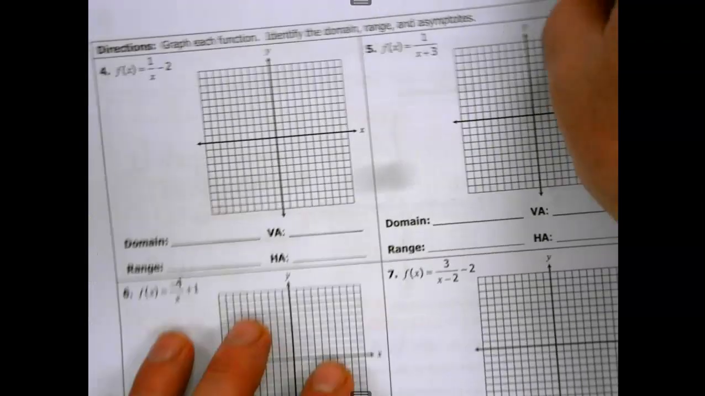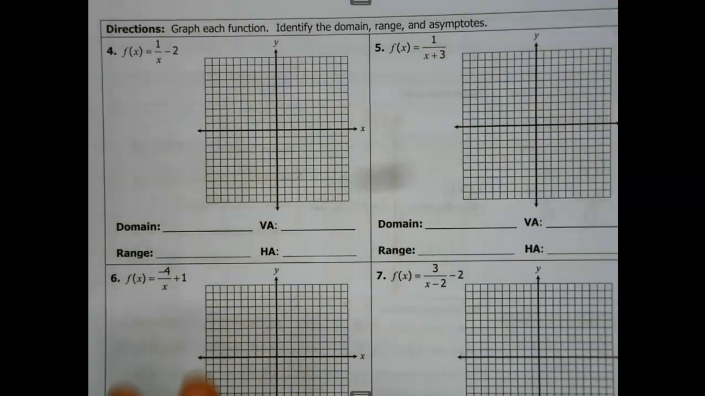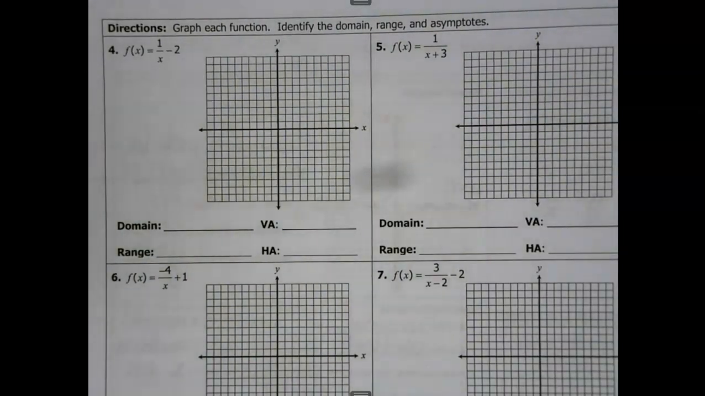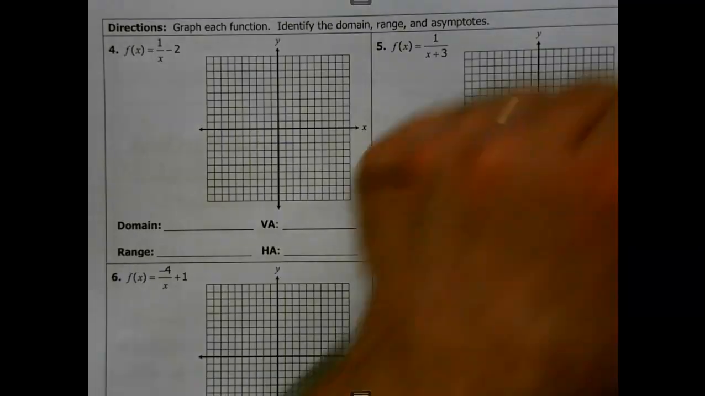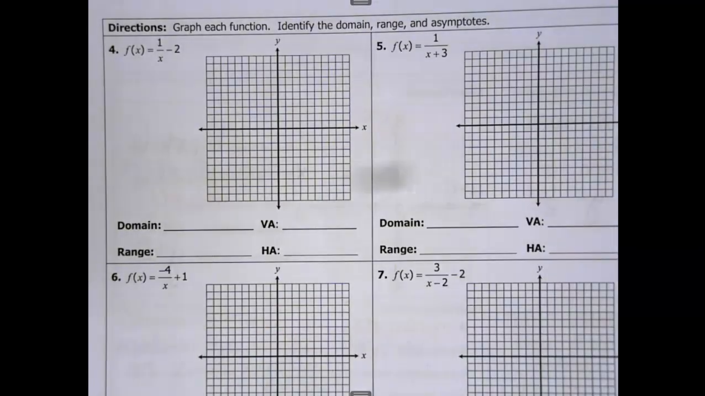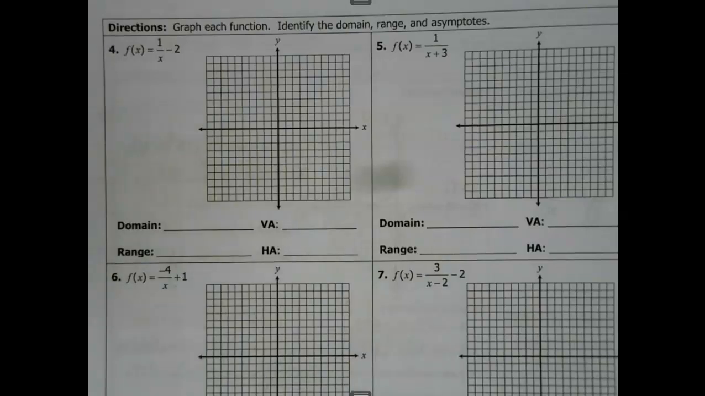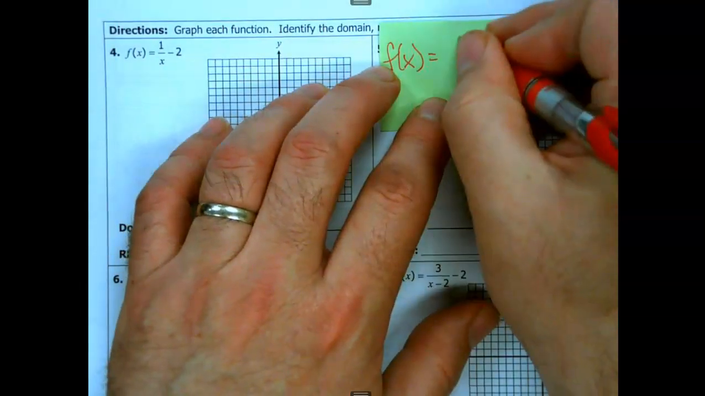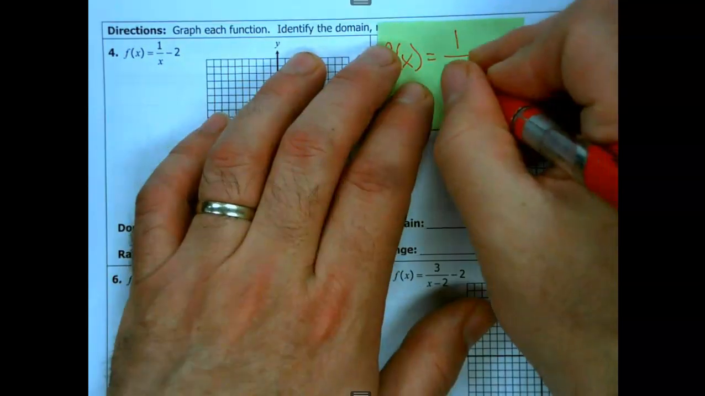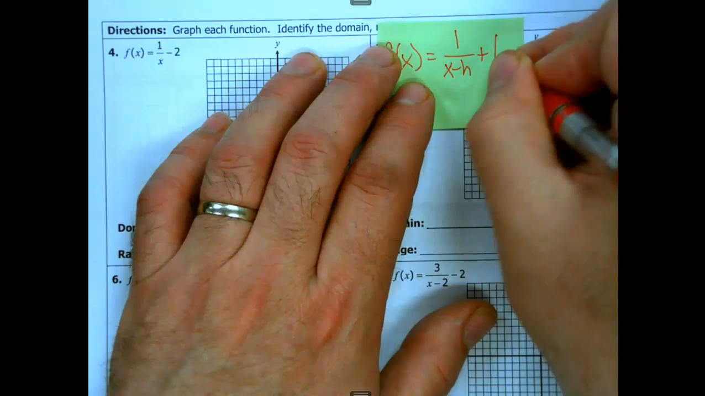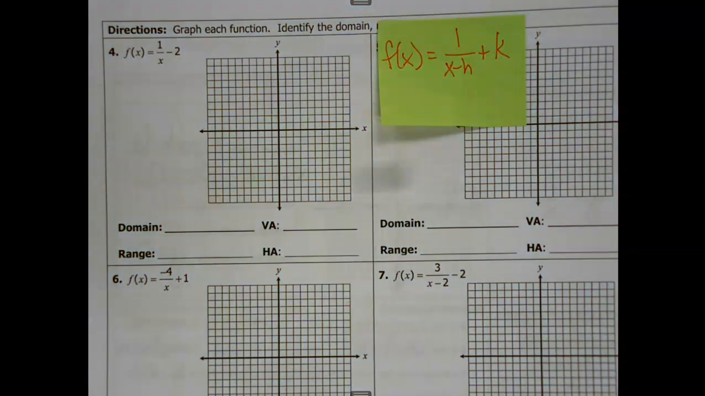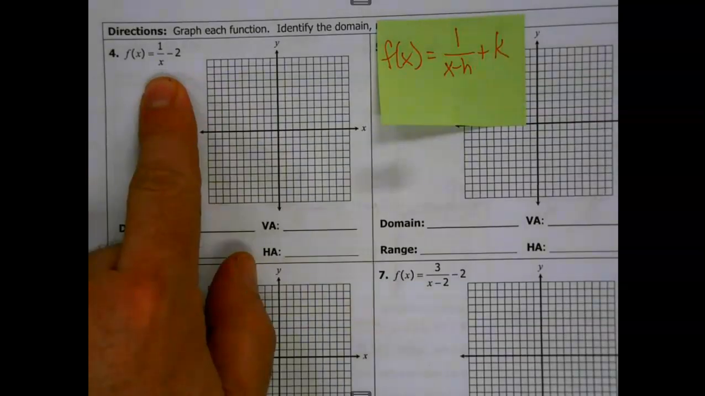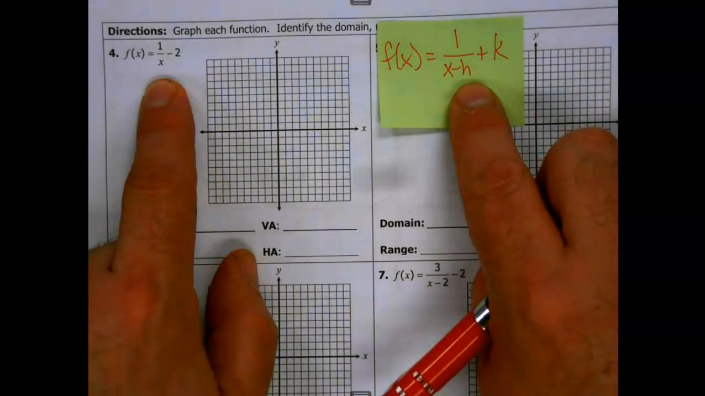So let's see what we got here. Okay, graph the function, identify the domain, the range, and the asymptotes. Before we even start, here's what we're going to ponder with these. The first thing I always want you to notice, and I'm going to put the regular function up here for a sec, I'm going to use 1 because that's normally our normal here. First thing I notice right away on number 4: there's no number down here with x. It's just x.